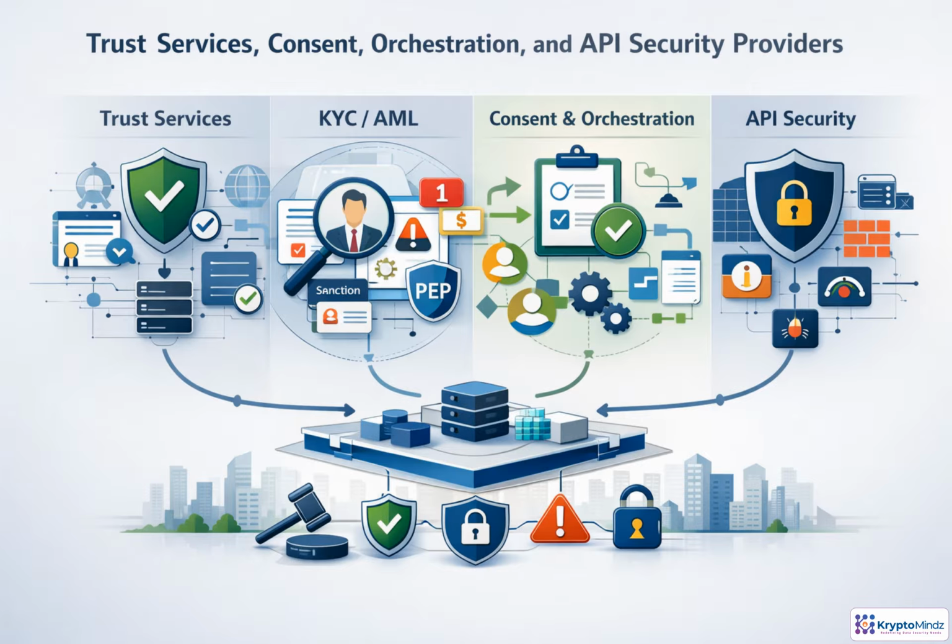Digital onboarding doesn't just check credentials, it runs inside a wider control fabric. Trust services validate issuers, certificates, and revocation, so you don't accept fake or downgraded credentials. KYC and AML providers flag sanctions, PEPs, and suspicious patterns before accounts are opened. Consent and orchestration tools prove what the user agreed to and coordinate complex journeys. And API security enforces access, rate limits, and threat detection, keeping the whole platform safe at scale.